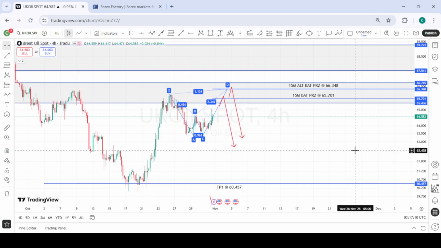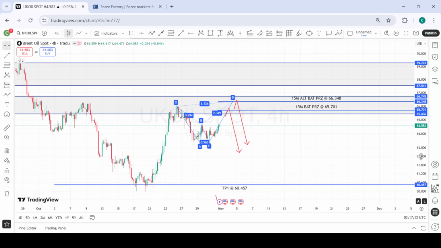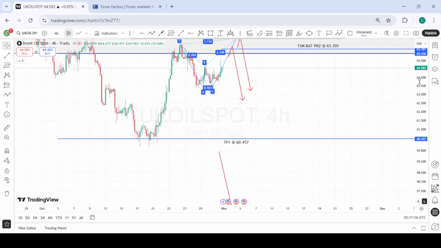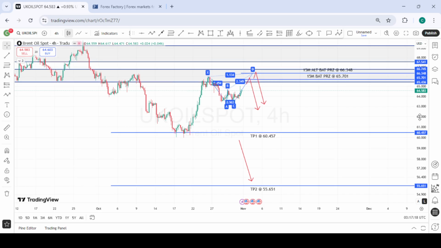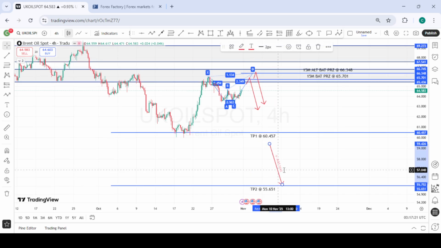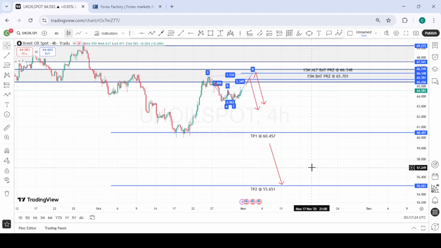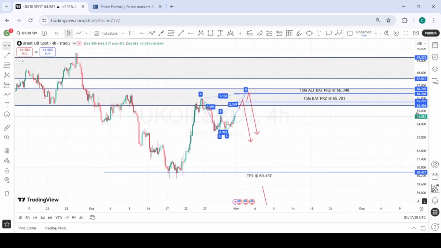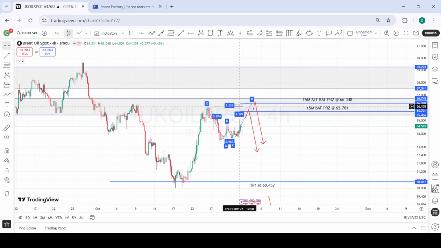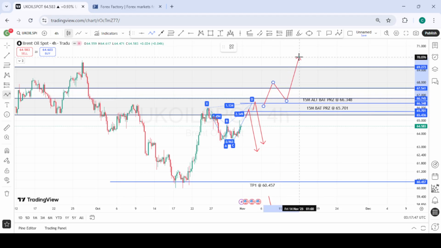This will be our TP1, $60.457 per barrel, and then our TP2 is going to be way below there at $55.651 per barrel. So we are very bearish on UKOIL for the coming week. If this zone gets violated and price breaks out strongly from this zone, then this sell we are looking out for might not be valid again. So we're looking out for buying opportunities rather to the upside. So we are very bearish on UKOIL.